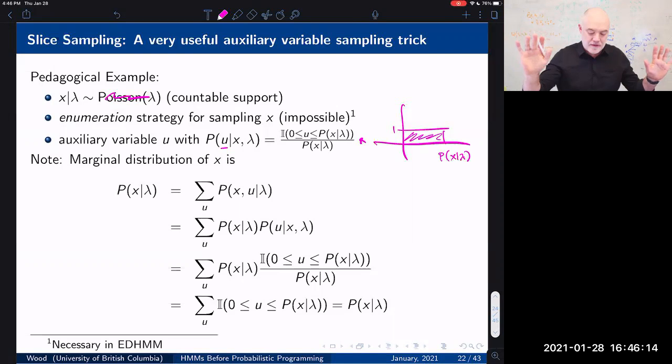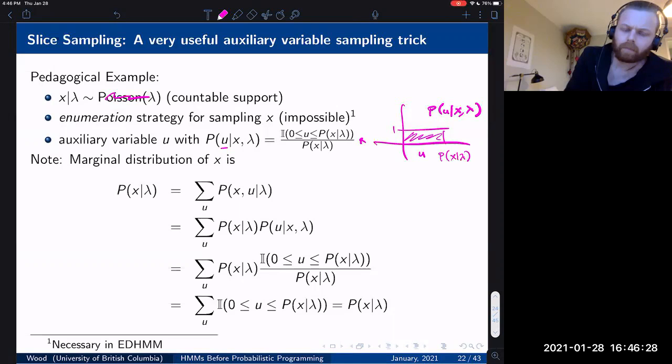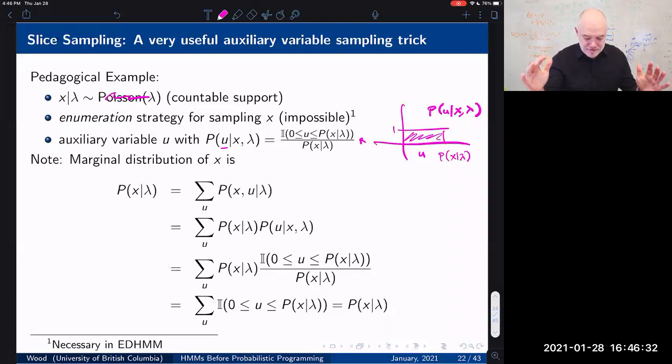This is P of u given X and lambda, with u on the horizontal axis. So it's a uniform distribution from 0 to the value of P of X given lambda, the number. It's hard to grok right away, but we'll get to it.